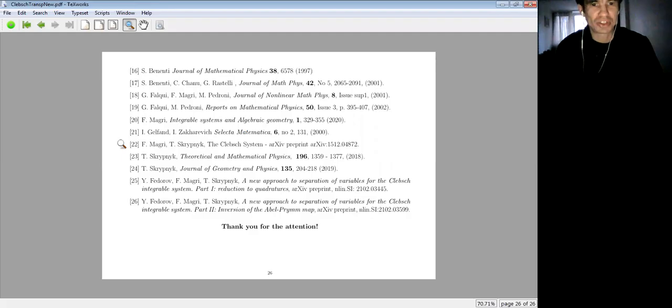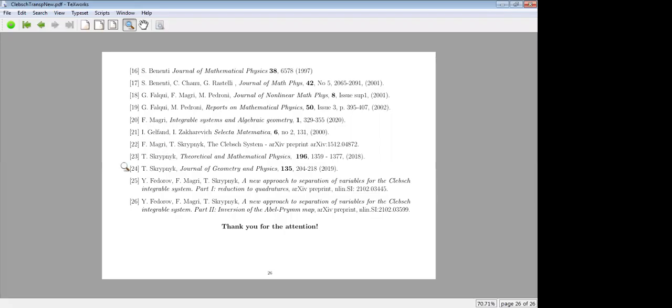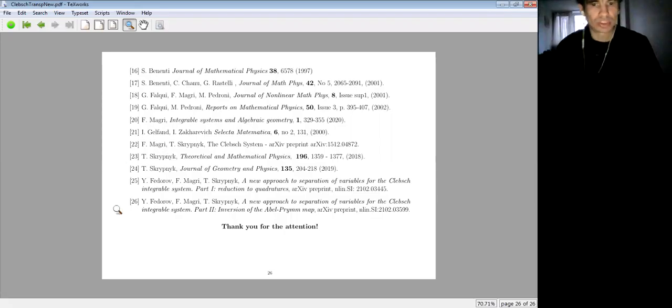The Gelfand-Zakharevich paper on the special Poisson pencils, and at last, our paper with Franco, which was basic for me today in the archive. My subsequent two papers, one of them in Theoretical and Mathematical Physics, connected with asymmetric separation of variables for Schottky-Frahm models, and my paper in Journal of Geometry and Physics connected with symmetric separation in the Clebsch model. And at last, two recent preprints with Yuri Fedorov and Franco Magri.